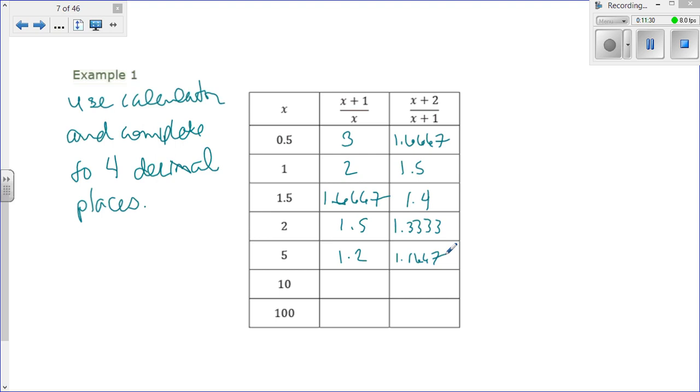And if I put 10 into the first fraction, I will get 1.1. And into the second fraction, I will get 1.0909. And finally, if I put 100 into this fraction, I will get 1.01. And into the second fraction, 100 would be 1.0099. So we're going to look at that chart in class, and we're going to make some comparisons, and we're going to make some conjectures.